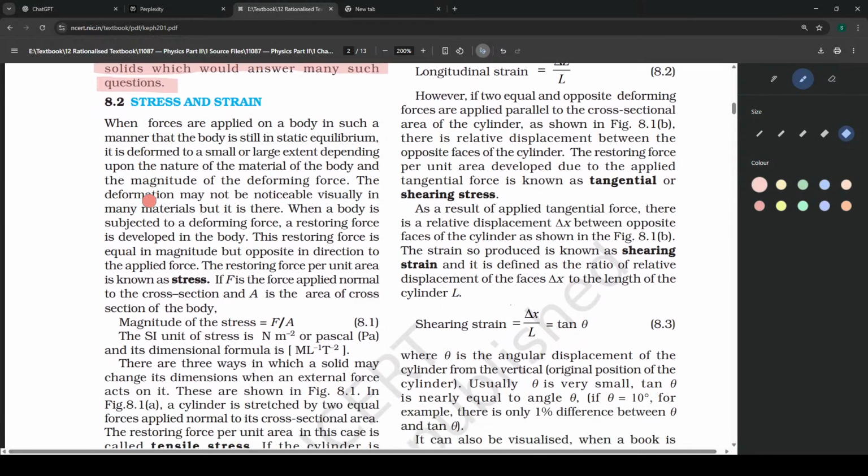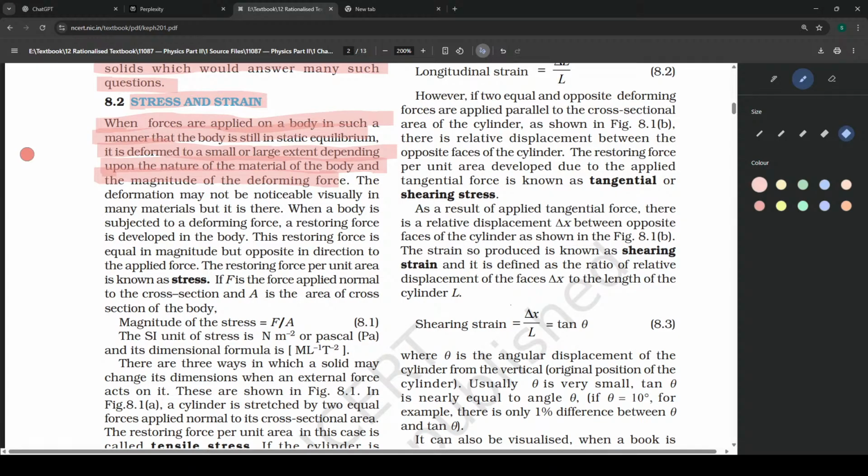The first main topic, that is stress and strain. When forces are applied on a body in such a manner that the body is still in the state of static equilibrium, it is deformed to a small or large extent depending upon the nature of the material of the body and the magnitude of the deforming force. Let's see that again. When forces are applied on a body in such a manner that the body is still in static equilibrium, it is deformed to a small or large extent depending on the nature of the material of the body and the magnitude of the deforming force.